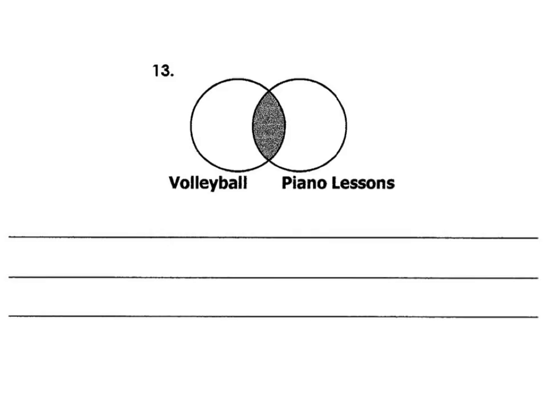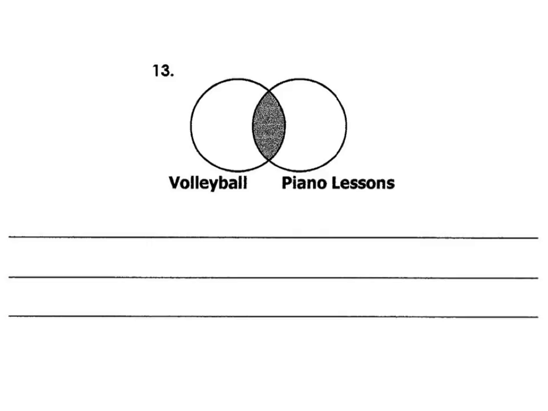All right, number 13, we've got two overlapping circles. This circle represents people who play volleyball. This circle represents people who take piano lessons. And there is a part where they overlap, so some people play volleyball and take piano lessons. So if you heard me use a keyword in there, hopefully you caught me saying the word some. So some is going to be our key word here because some people play volleyball and take piano lessons. So when we're writing our statement, that's what we want to say.